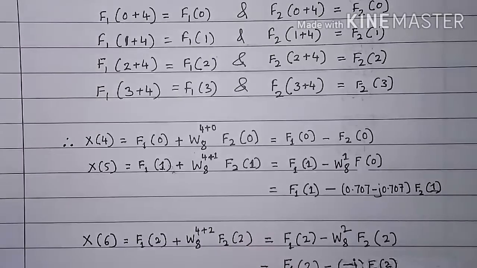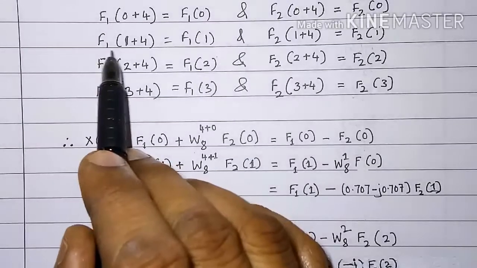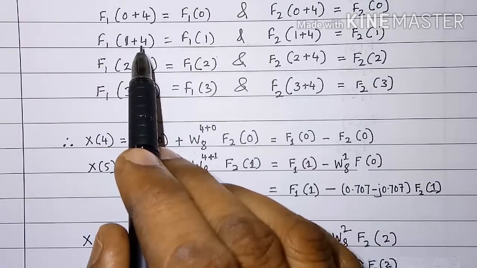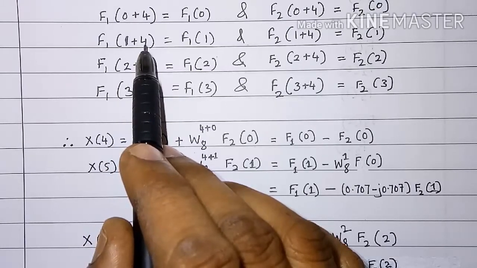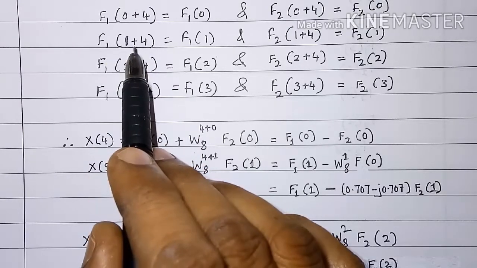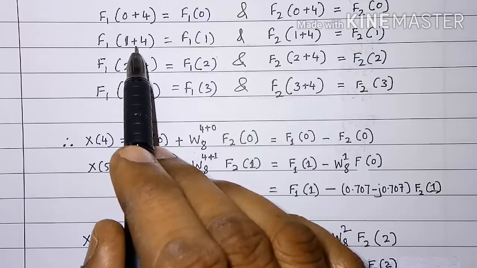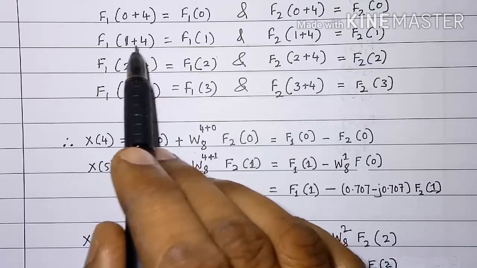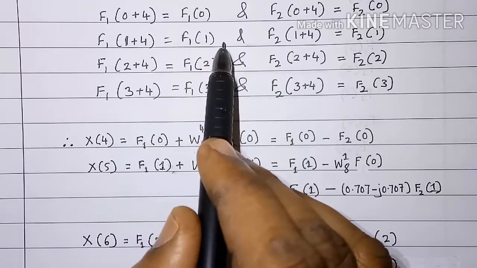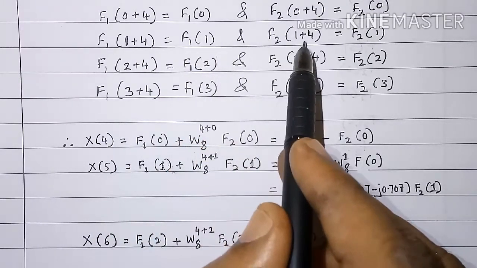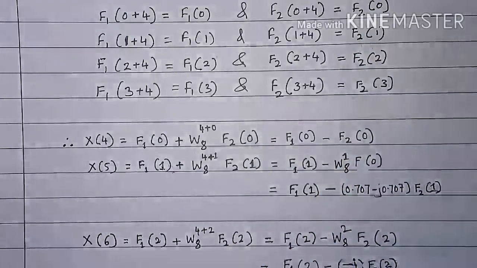we have seen f1 of 5 may be written as 1 plus 4. f1 of 5 may be written as f1 of 1 plus 4, and f1 of 1 plus 4 because of periodicity properties is f1 of 1, and similarly here f2 of 1 plus 4 is f2 of 1.